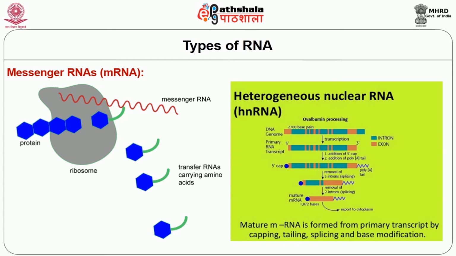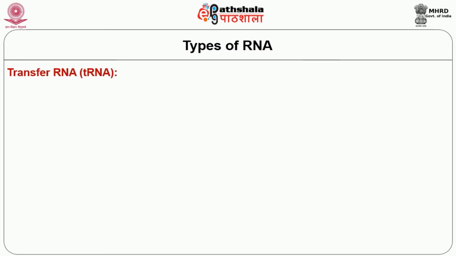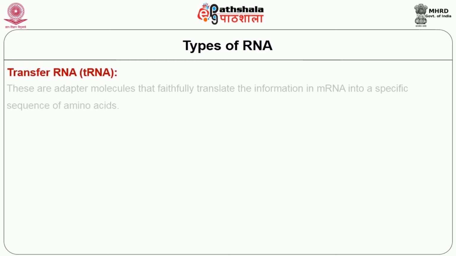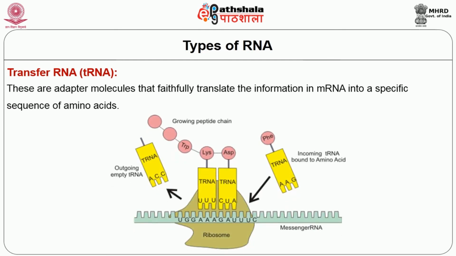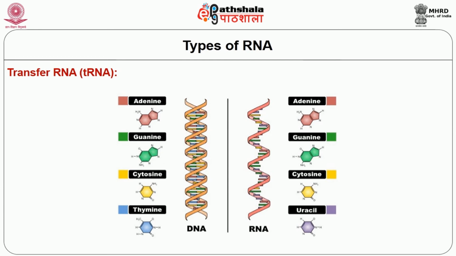Although mRNAs from different genes can vary greatly in length, the mRNAs from a particular gene generally have a defined size. The process of forming mRNA or any RNA for that matter from a DNA template is known as transcription. mRNA has a high molecular weight with a short half-life. The third type of RNA is the tRNA or transfer RNA. These are adapter molecules that faithfully translate the information in mRNA into the specific sequence of amino acids. Although RNA has certain similarities with DNA structure, they have specific differences.